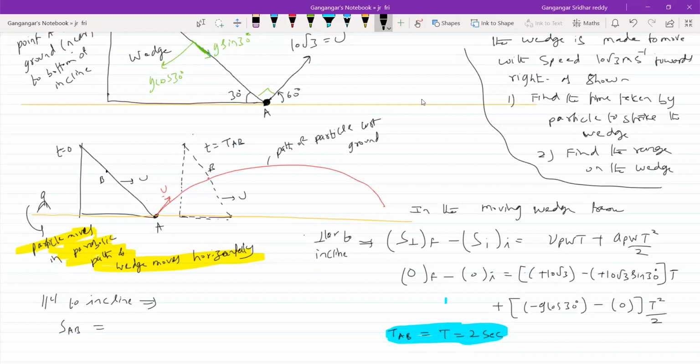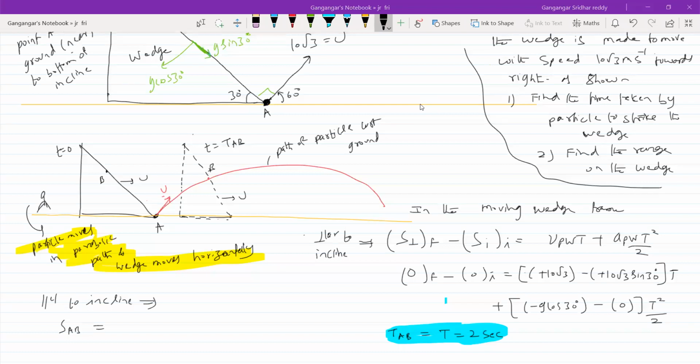If the wedge is at rest, then how will the ball move? The wedge is moving, then why are you making it rest? S_AB. Let me finish this, then you can clarify it in the end. S_AB, so along the incline, the range along the incline.